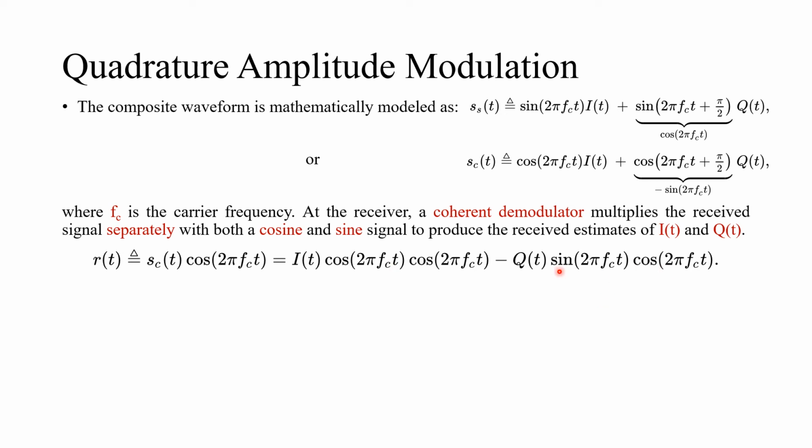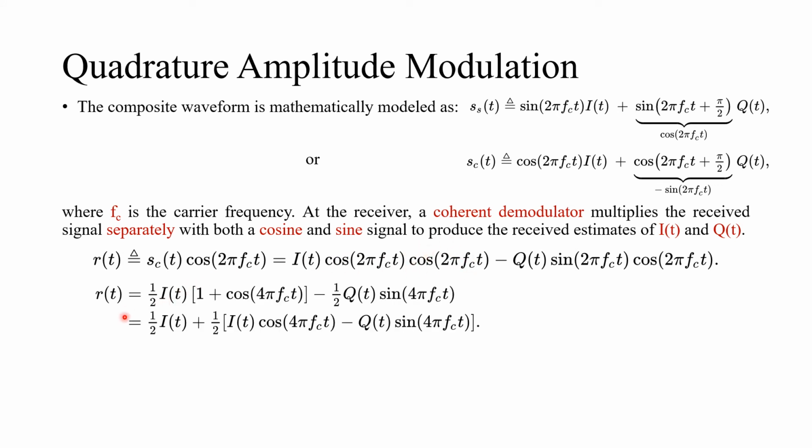So both the components are multiplied with the cosine signal. After multiplication we will get the amplitude of the message signal and then two high frequency signals. These two high frequency signals are filtered out using our low pass filter, and in effect we will get the message signal alone at the output of the low pass filter.